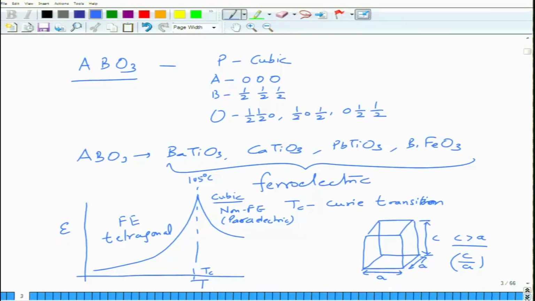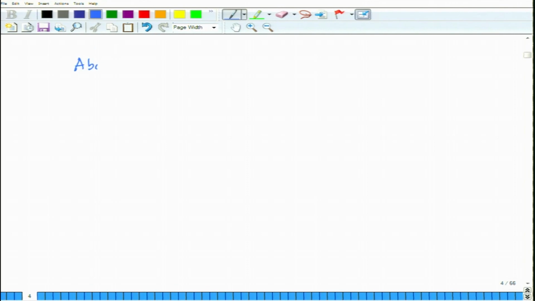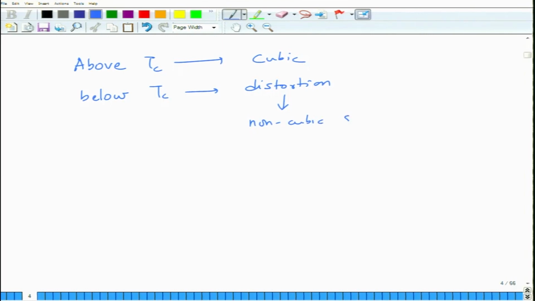So, cubic perovskites above Tc, the structure will be typically cubic. Below Tc there will be some distortion, a very minor distortion in the unit cell, and this minor distortion leads to non-cubic structures. These could be tetragonal, rhombohedral, and so on and so forth. It is just a slight distortion in the unit cell which makes the cubic symmetry go away. So, there is no cubic symmetry.